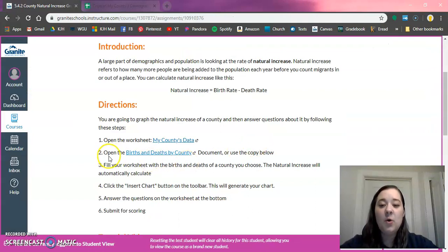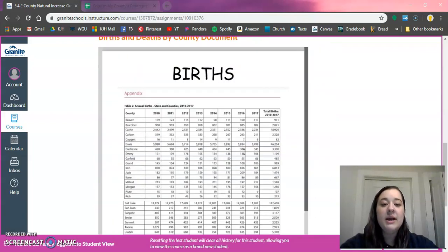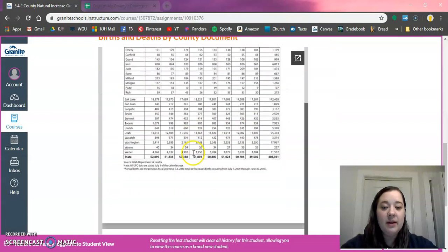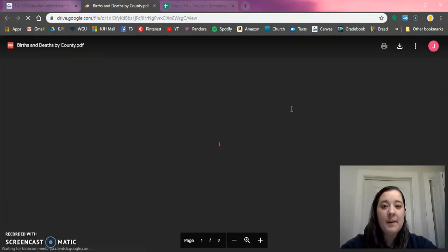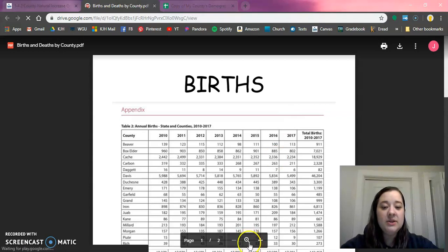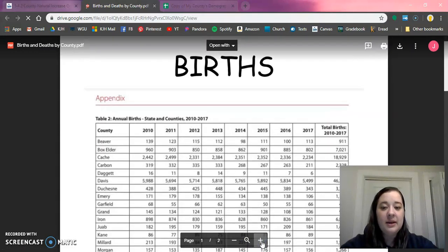So then it says open. We're going back to Canvas to read the next direction. Open the births and deaths by county or use the copy below. Because you can see it's down here, and you can hit this pop out, and that'll also open a copy of it. That'll be a bit bigger so that you can zoom in on it if you need to.